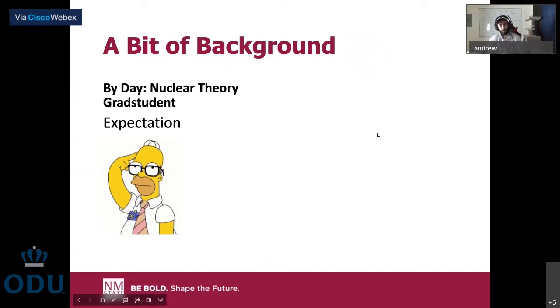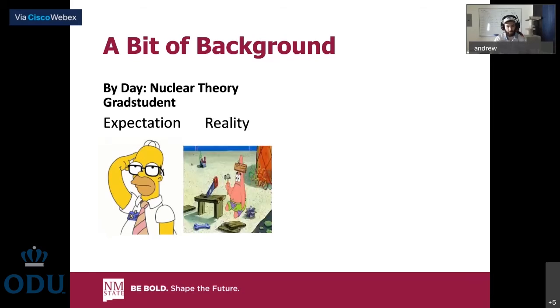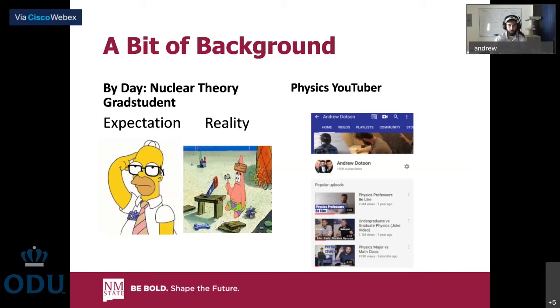As a bit of background, I am studying theoretical nuclear physics. This is kind of how I like to see myself when I'm in my more theoretical classes, whereas when I'm in my experimental nuclear physics class, it's more like this. I'm scared, alone. I don't know how to use a hammer. But on top of that, I also make physics videos on YouTube. So this is also my day job, and I've been doing this for coming up on 4 years now.